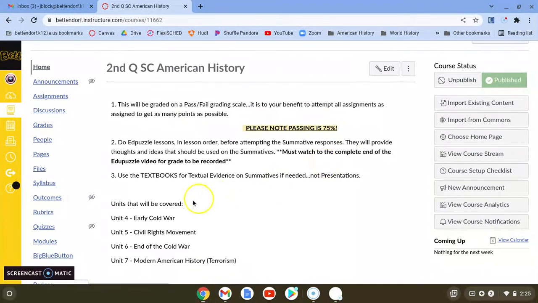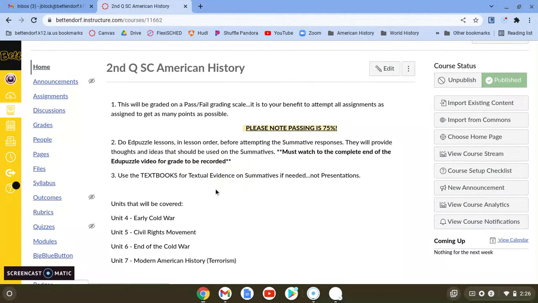In the second quarter, you're going to be talking about the early Cold War. You're going to be talking about the Civil Rights Movement. You're going to be learning about the end of the Cold War. And then lastly, modern American history, which is mostly about terrorism and such. It's worth noting that you have to watch all the Edpuzzles all the way to the complete end in order to get the points recorded. So that's what that is saying right there.